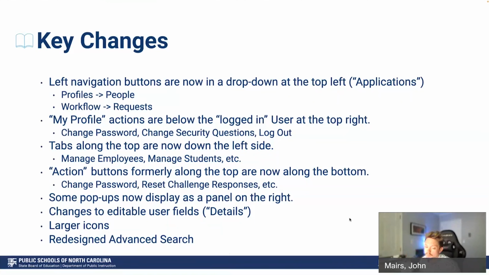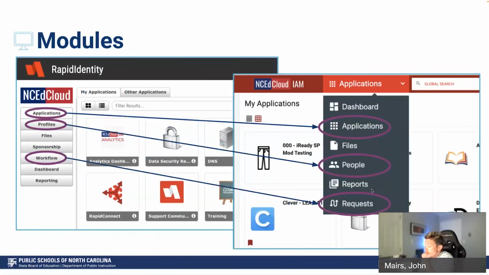And there are a couple other changes that follow along with all of those. Some of the pop-ups display as a panel over on the right. And of course, that changes how you edit the editable user fields. I already mentioned the larger icons, and we have a better advanced search, which we'll look at. So quickly, your modules have moved from these buttons on the left side into this new drop-down menu at the top. You're still going to land on applications by default. And then profiles is now people, and workflow is now requests.